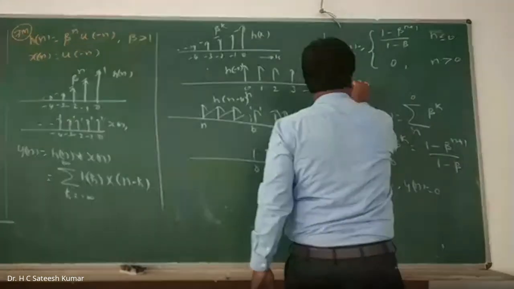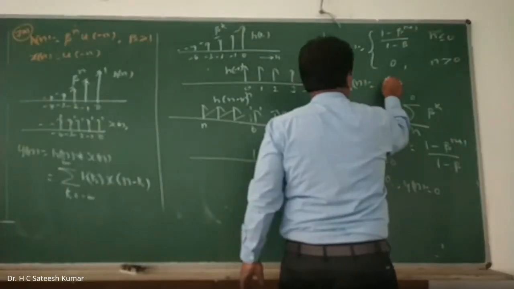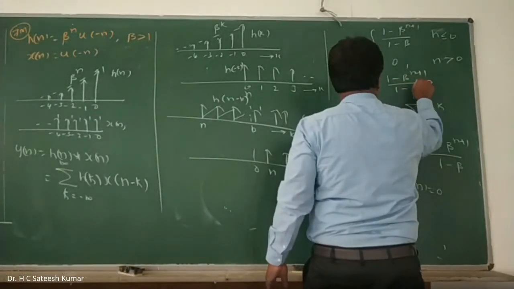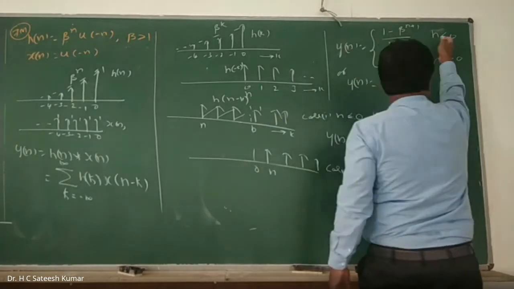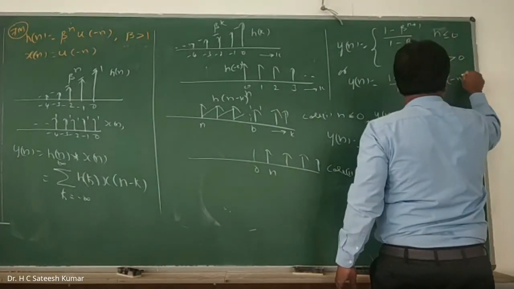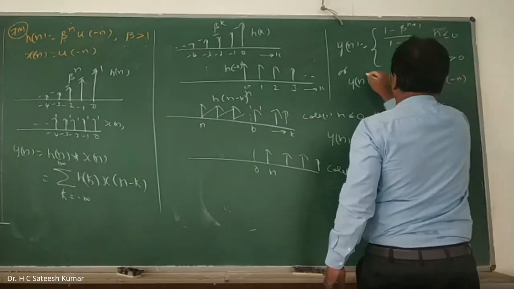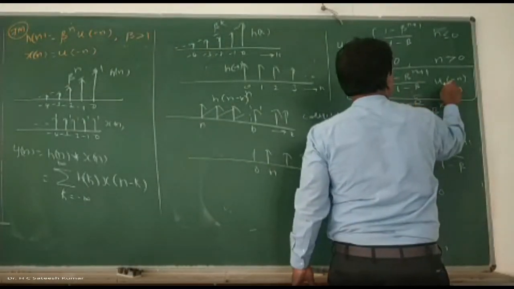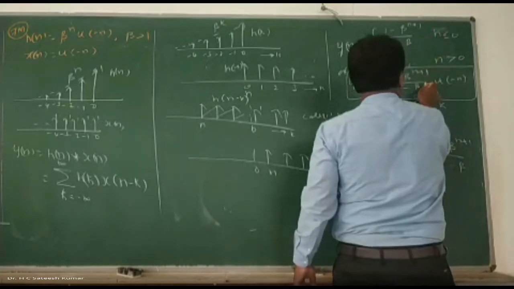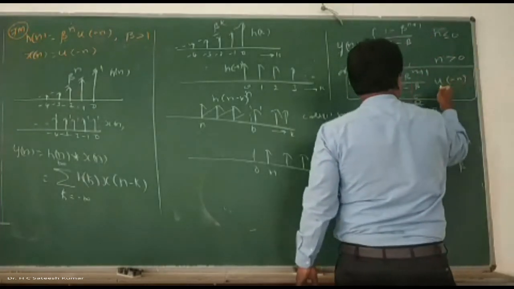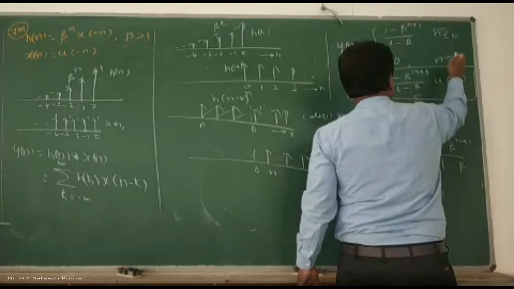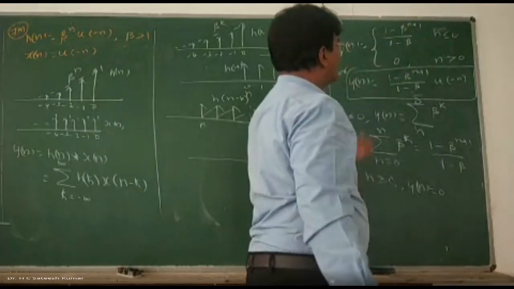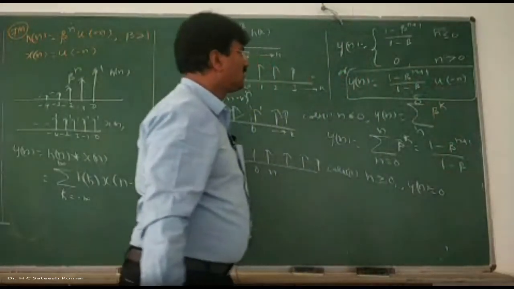Another way of representing the same thing is 1 minus beta to the power of n plus 1 divided by 1 minus beta, for n less than or equal to 0, which means multiply by u of minus n. See, instead of giving all the range, if you write like this, that is more than sufficient. The reason is that it is applicable only for n less than or equal to 0; for n greater than 0 it is 0. So therefore, multiply by u of minus n. You need not write all these conditions. It's understood that it exists only for n less than or equal to 0, and for greater than 0 it is 0. Right? That's how we should do the problem.